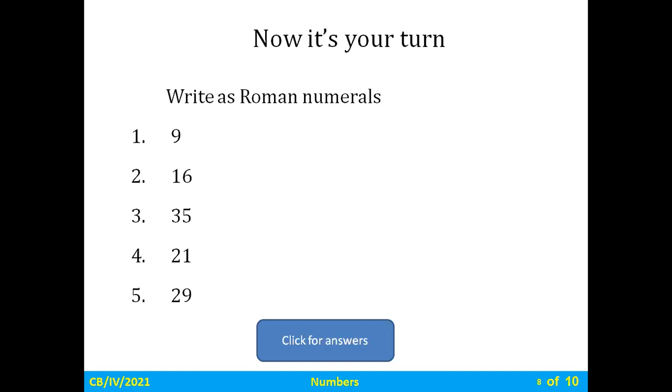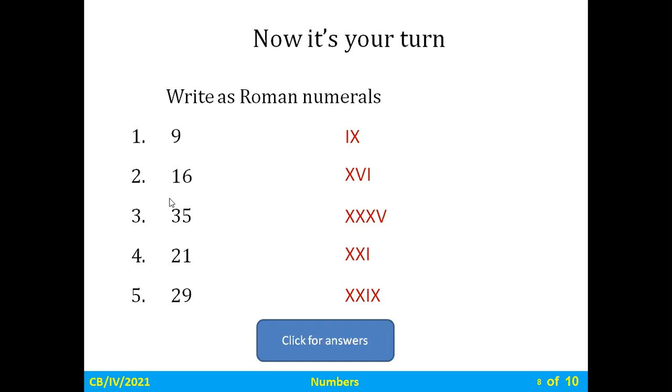Is it done? See, this is 9. Second one is 16. This is 35, 21 and 29. Let's see, how do we write it in Roman numerals? Yes. 9 is written as IX. We have learned it in previous slide also.